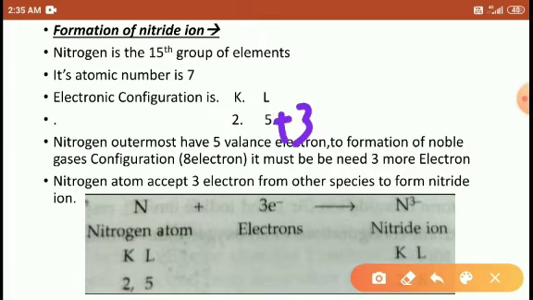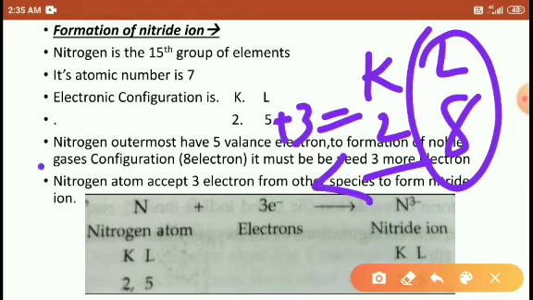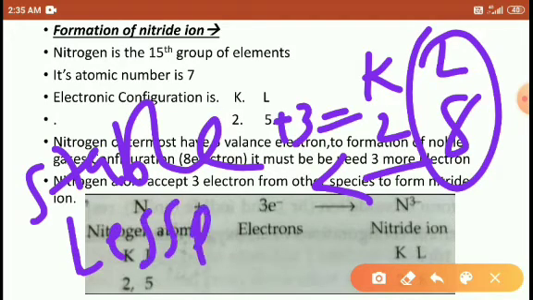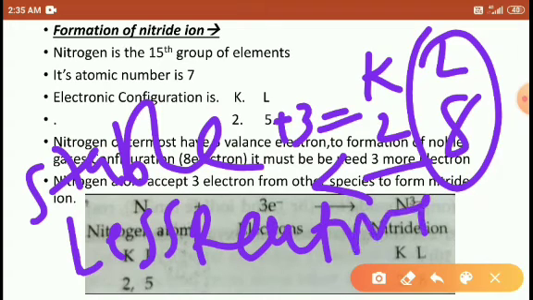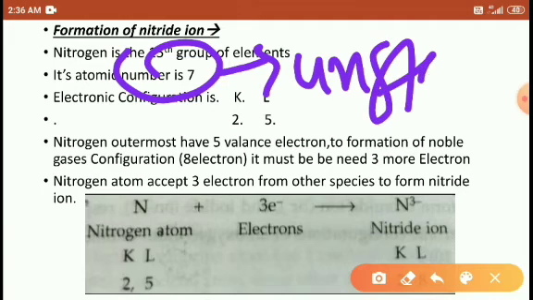If it accepts 3 electrons, then the L shell, the K shell has 2 and the L shell has 8. If it has 8 electrons, it is stable, and it is less reactive. Right, students? So that's why, to stabilize itself, the nitrogen atom with 7 electrons is unstable and more reactive.